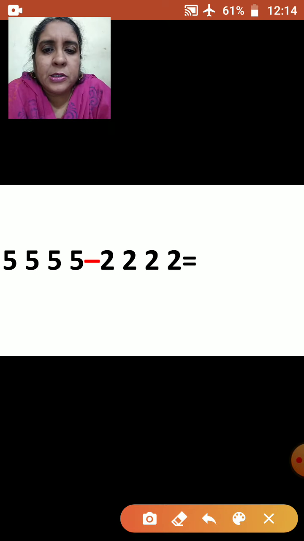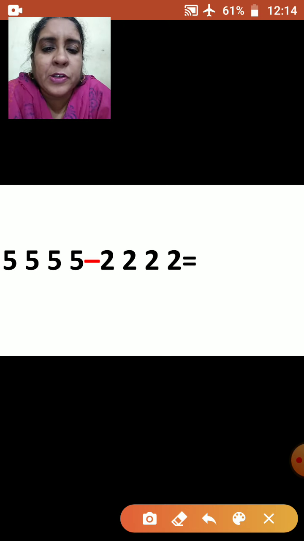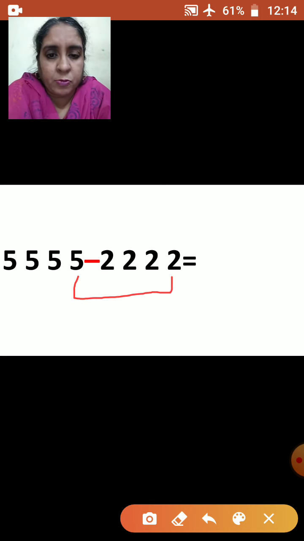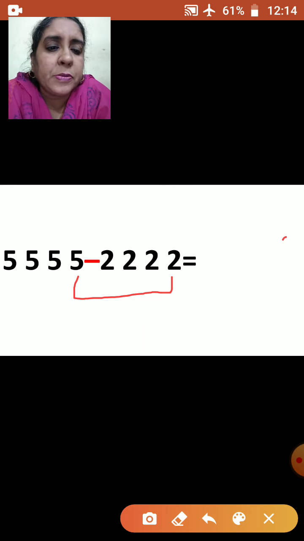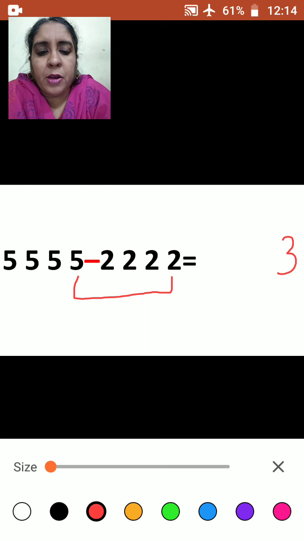Now you can see the numbers 5555 minus 2222, right? So what will you do first? You will start from units place. Now you have to see where is units place. The first number 5 is in units place. I'm going to show you with different colors so that you will know the place. So we will do this 5 will be subtracted with this 2. So what will be your answer? 5 minus 2 will be how much? 3.